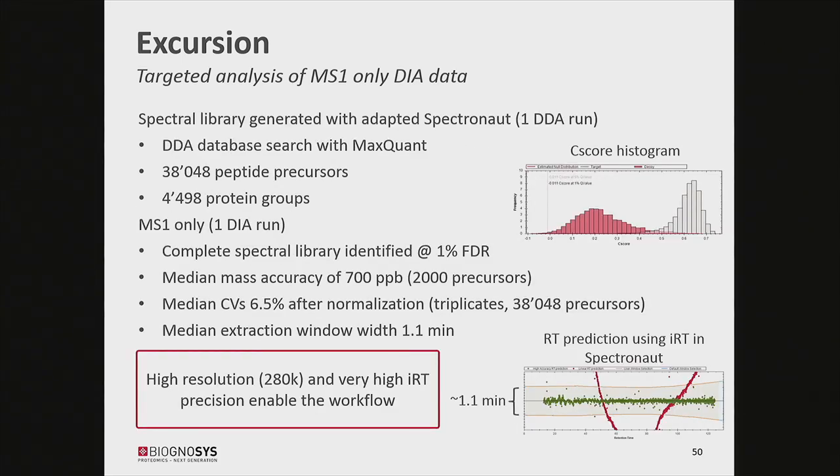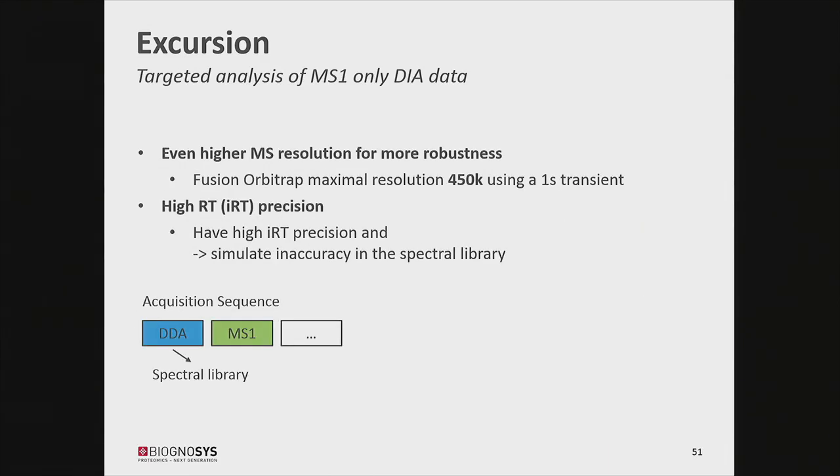The resolution we used was 280K, so very high. This is the max you can do on a Q-Exactive Plus. Then we went on to Fusion. There the maximum you can do is 450,000 resolution. We use that, it's a 1-second transient. Again, we use the alternating acquisition sequence, DDA, MS1, DDA, MS1.